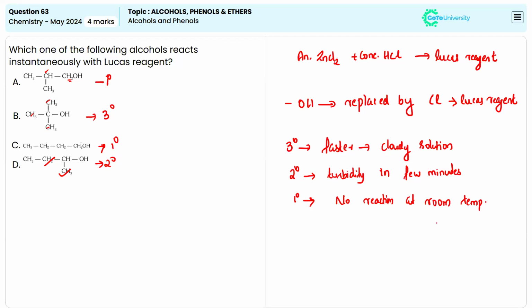If you consider primary, secondary, and tertiary, the tertiary will react the fastest. Secondary will react and form turbidity, but it will take some minutes. But in the case of primary, they will not react at room temperature. The first one is primary, the second one is tertiary, the third one is again primary, and the fourth one is secondary. Among these four, the one which reacts fastest will be option B, because it is a tertiary alcohol.